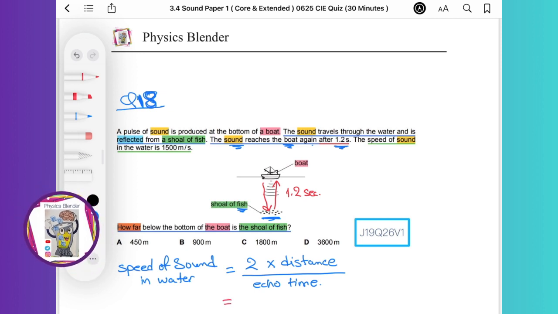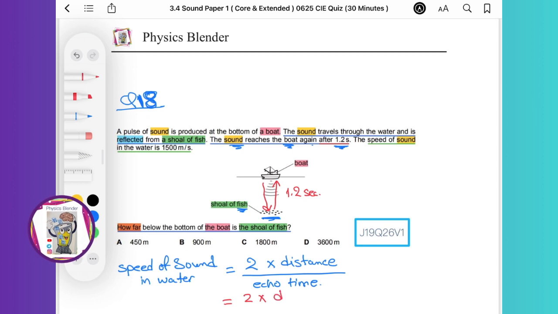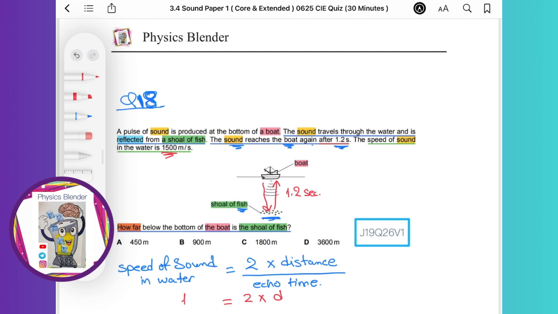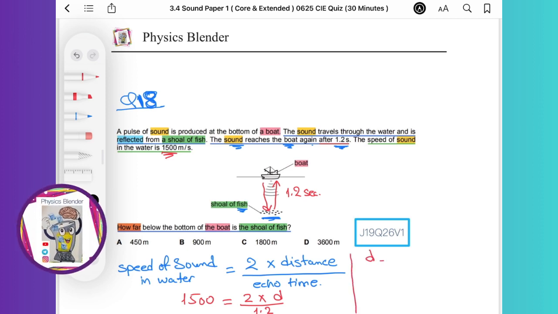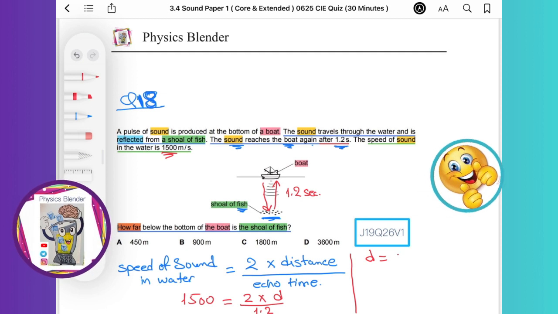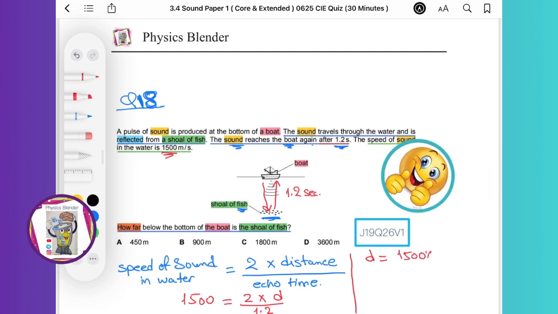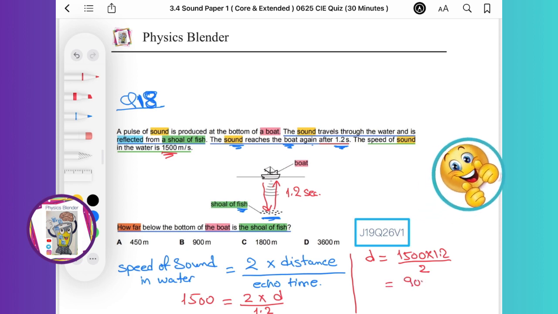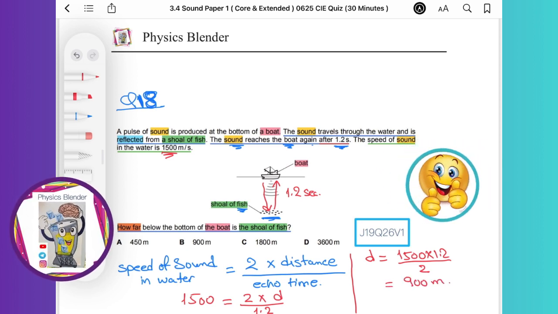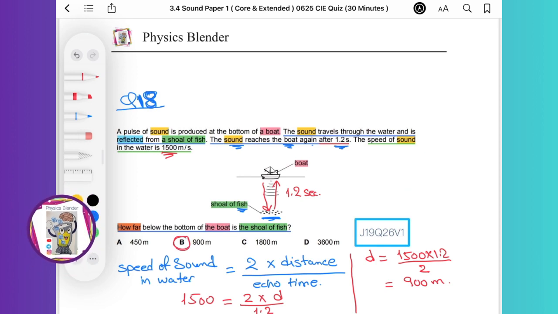When you substitute, you have 2 times the distance, which is unknown. The speed of sound in water is given. Check that you have consistent units. When you rearrange, you will find that distance is equal to 1500 times 1.2 divided by 2. The answer is 900 meters. Is it clear? So the answer is B.